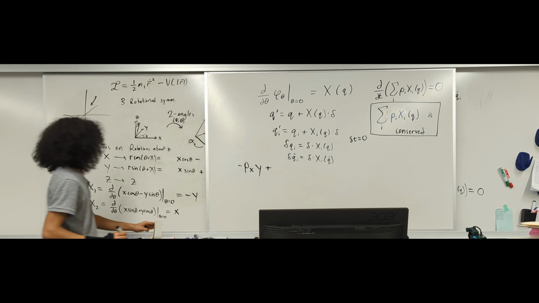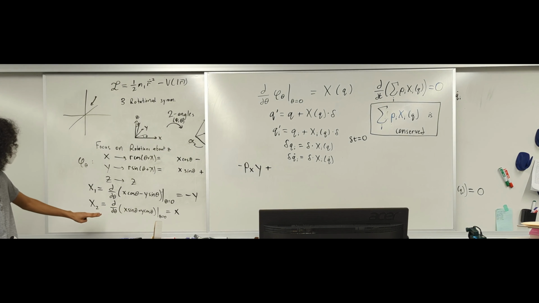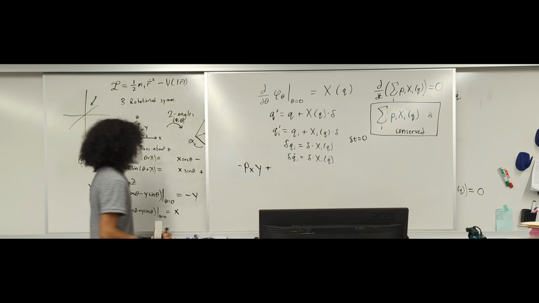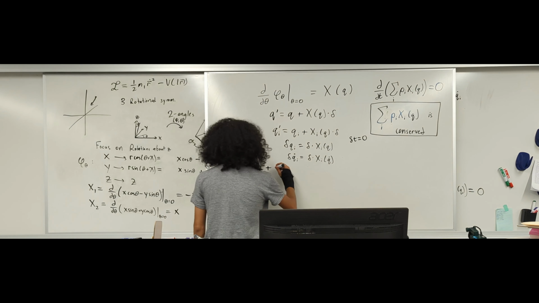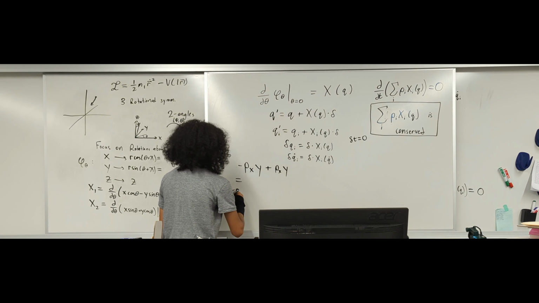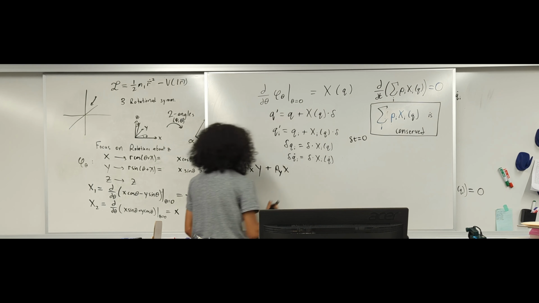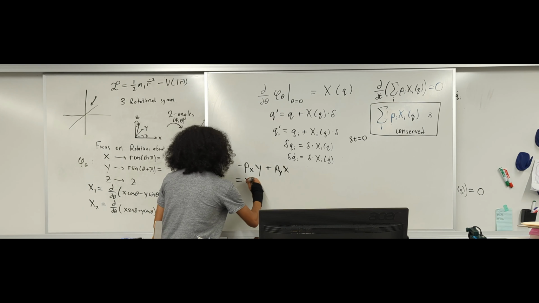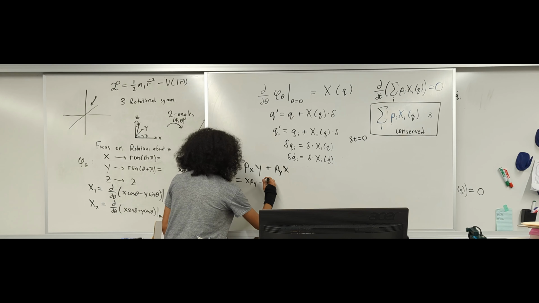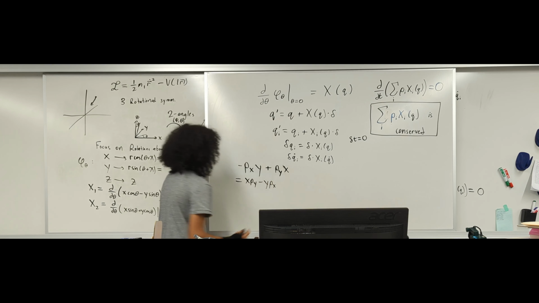And then plus py times x2, which is x. So I'm going to write this as, oh wait, I just wrote the same thing. Sorry, it's py times x. So this is equal to x py minus y px.